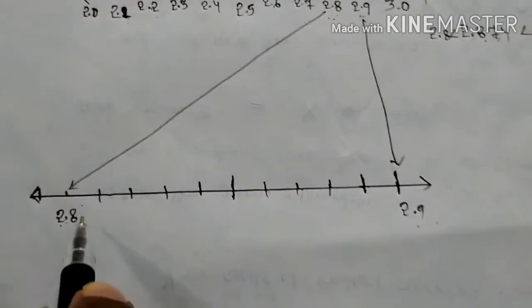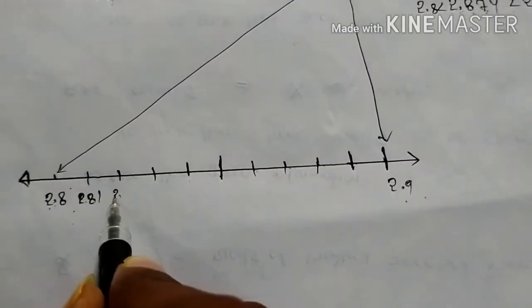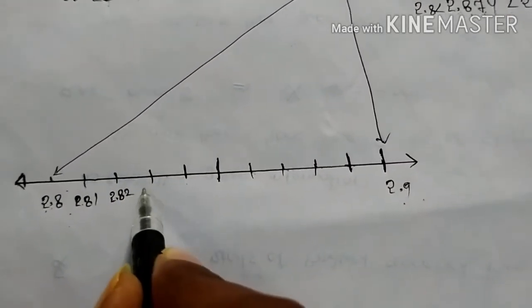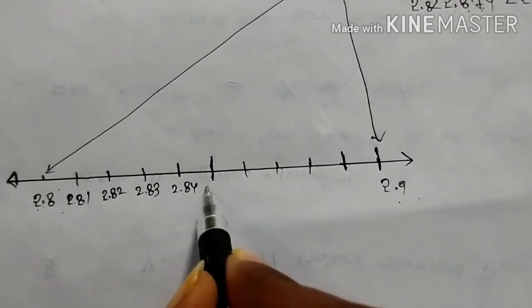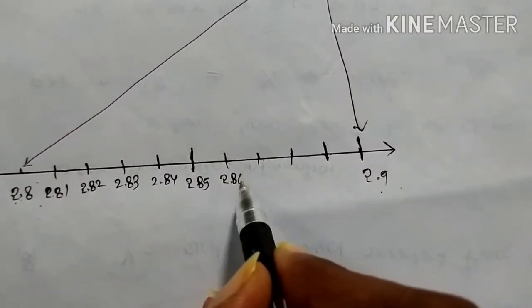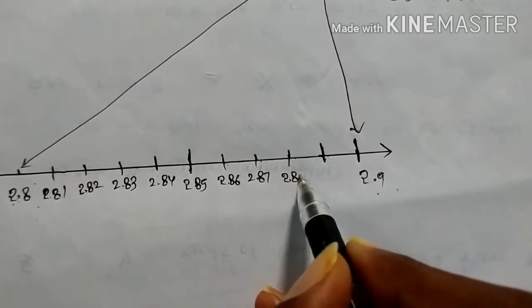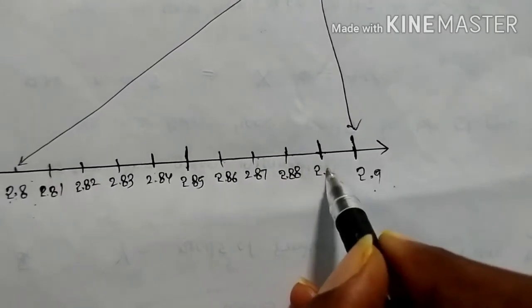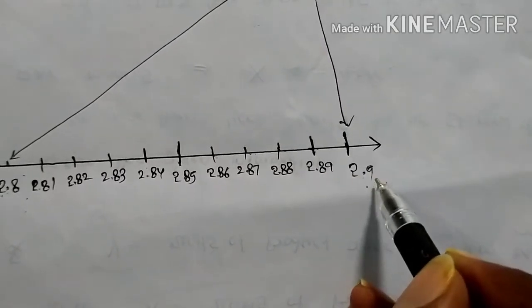10 equal parts. That means it can be written as 2.81, 2.82, 2.83, 2.84, 2.85, 2.86, 2.87, 2.88, 2.89. After that you will get how much? 2.90. Yes or no? Yes.